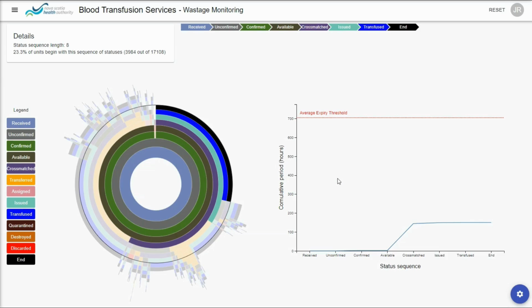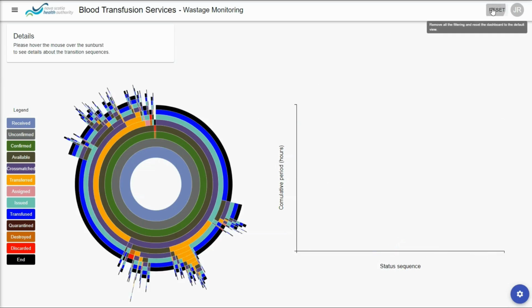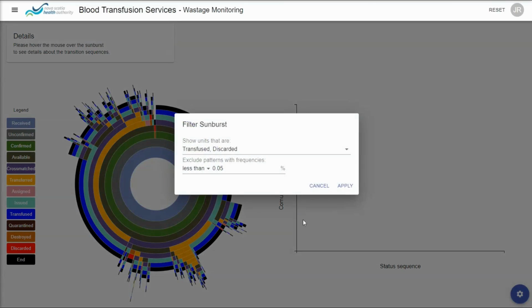In operation, the BIMD-Audit is used to answer auditing questions. For example, which sequence patterns lead to discard more frequently? The sunburst that is being shown right now is the result of filtering out uncommon patterns, which are the patterns with frequencies less than 0.05%.